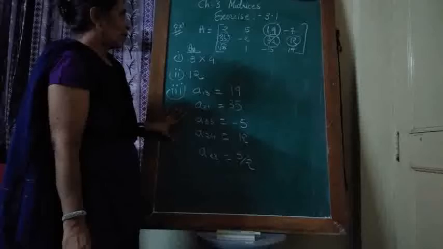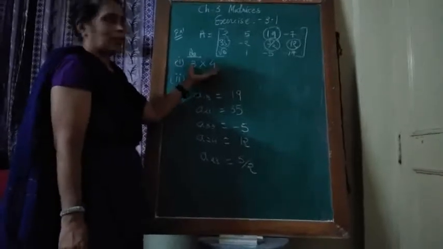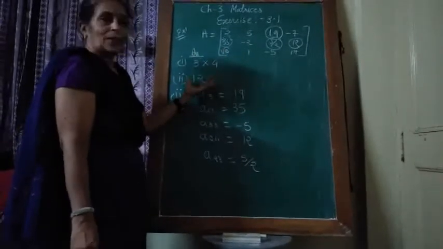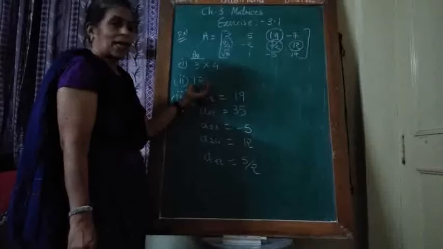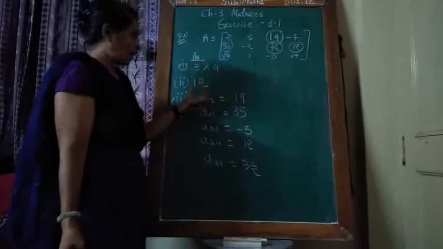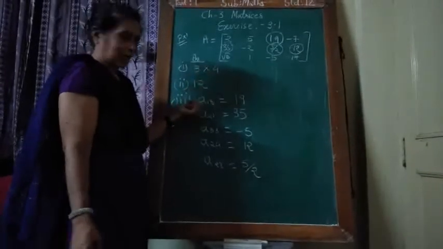Very easy. You only have to answer: what is the order of this matrix? How many elements does this matrix have? 12. You only have to do multiplication.